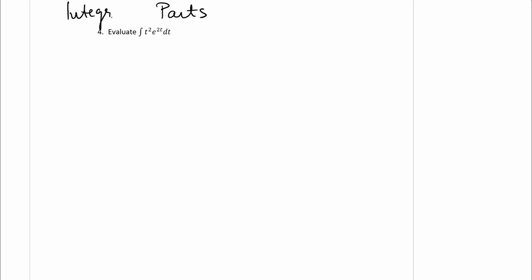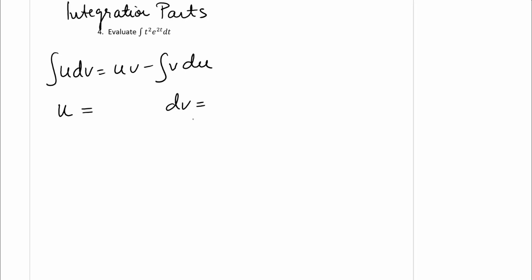Integration by parts. Again, the integral of u dv is uv minus the integral of v du. In our case, let's decide what our u and what our dv are. We will choose between these two functions the one that can be integrated more easily as our dv, so basically e to 2t dt. And then u is t squared. The next step, du, would be 2t dt.